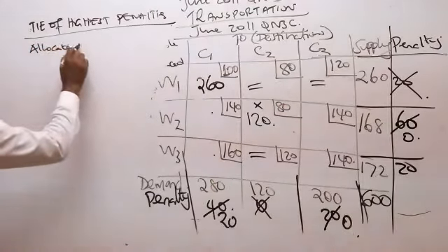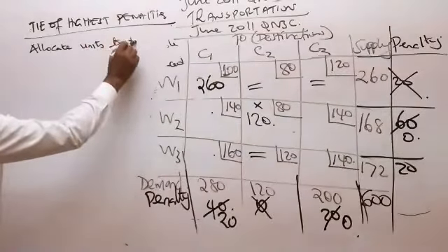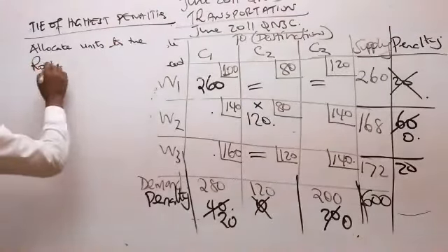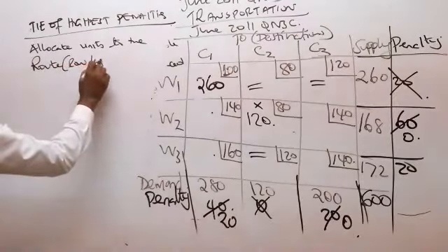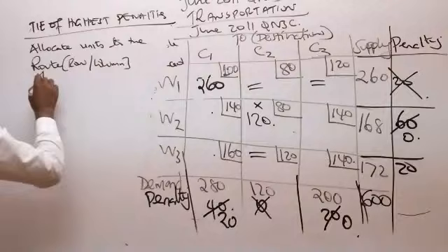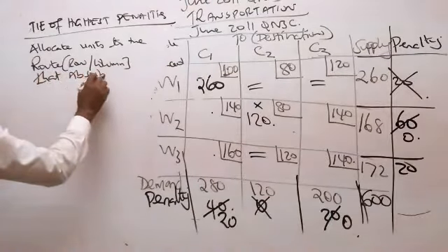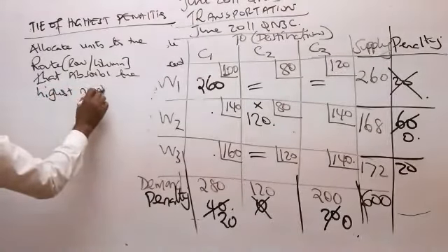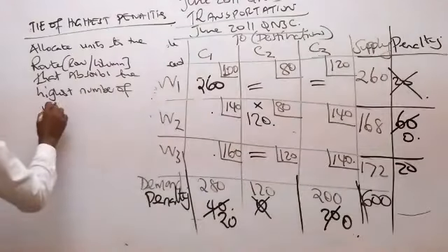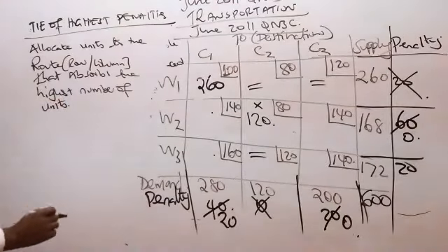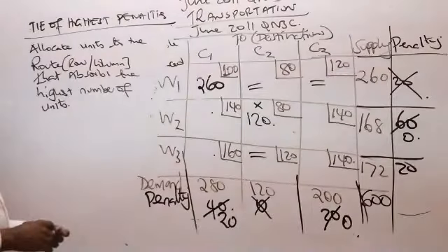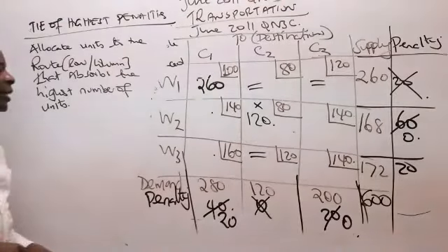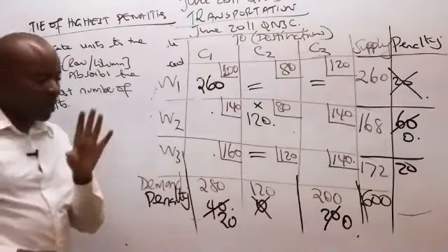Whenever there is a tie, allocate units to the route, that is the row or column that absorbs the highest number of units. Now listen, my good students, listen.